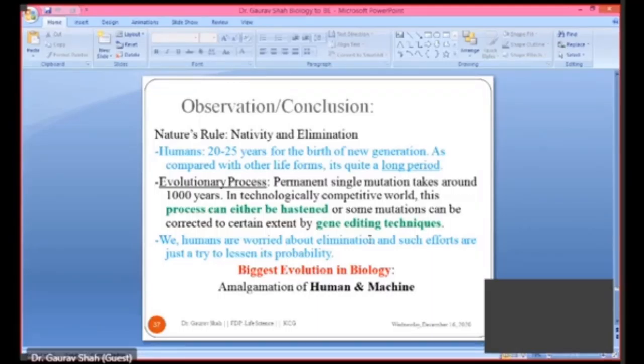But integration of human and machine, and how far. You might have seen many science fictions also. I am very fond of watching those movies, but finally, we are proving that it can be possible. So humans have that capacity, the human brain has that capacity to make the impossible possible.